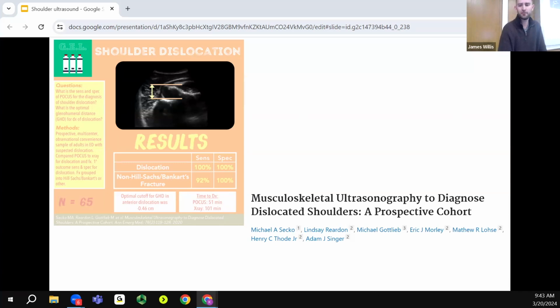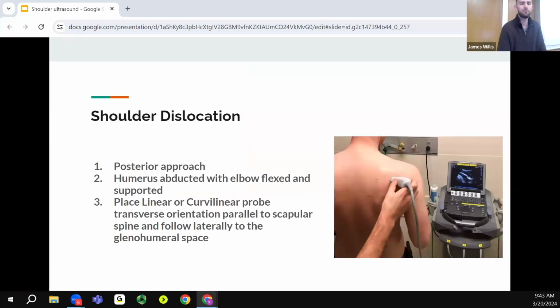Oh, and this study also said that times are much shorter in the ED, which makes sense because we wait forever for an X-ray. All right, so for the approach for shoulder ultrasound, you're going to be behind your patient. If it's a small patient or child, you can use a linear probe to get through a lot of the tissue of the back muscles in the shoulder. Otherwise, you're going to have to use the curvilinear probe, which penetrates deeper into that joint.